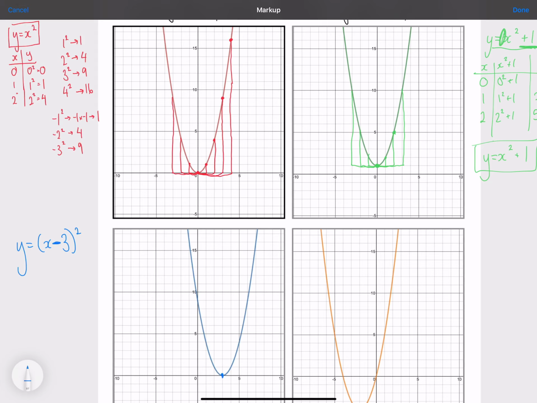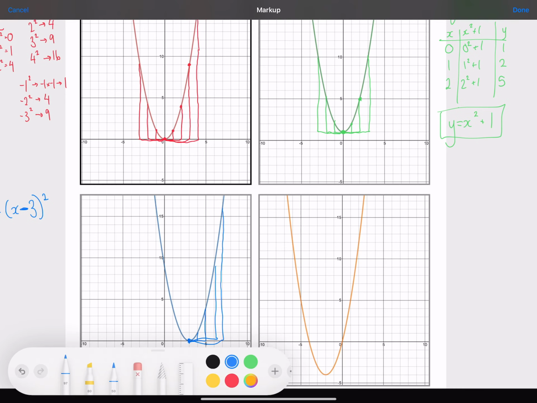And again, I can check, is there any kind of scale factor or gradient that needs to go in front? No, not for this case, because I can see it goes across 1, up 1, across 2, up 4, across 3, up 9, across 4, up 16. It's got that square number pattern happening. That is just a regular parabola that's been shifted to the right by 3.